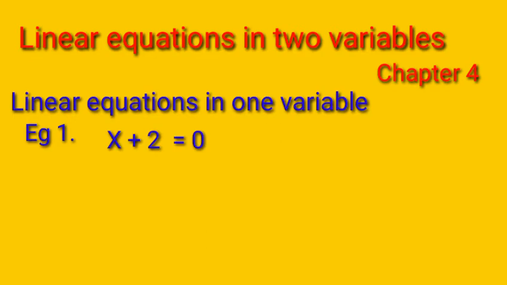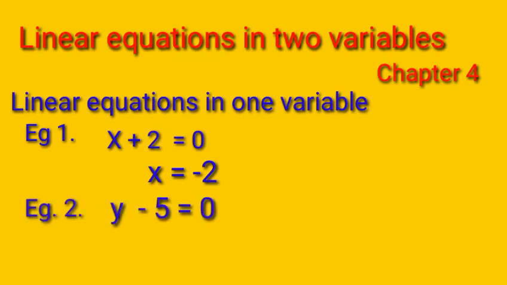x plus 2 is equal to 0. We also know how to solve it. x plus 2 is equal to 0 means x is equal to minus 2. That is, the solution of that linear equation is minus 2. Only one solution.